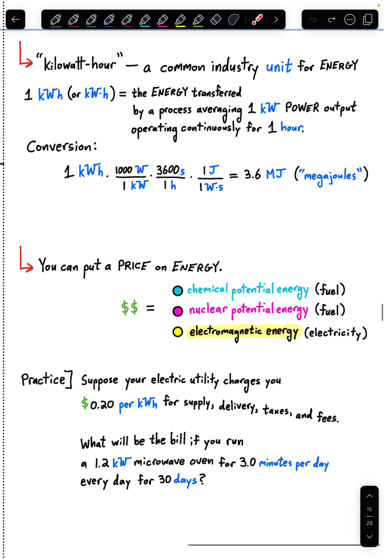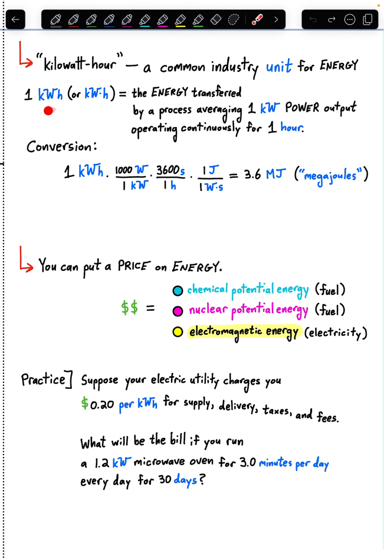You'll also encounter the unit in everyday life, kilowatt hour. A kilowatt hour is a common industry unit for energy. A kilowatt hour represents an amount of energy. It has watts in there, which makes us think power, but it's watts times hours, power times time, which actually represents energy. So 1 kilowatt hour, note lowercase k for kilo, capital W for watt, lowercase h for hour.